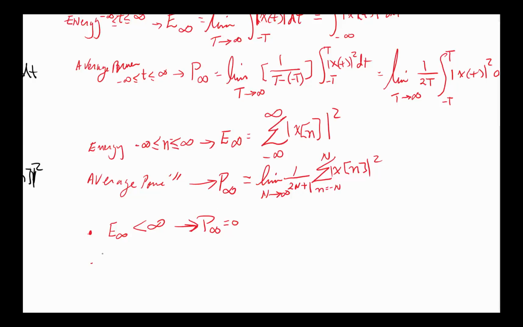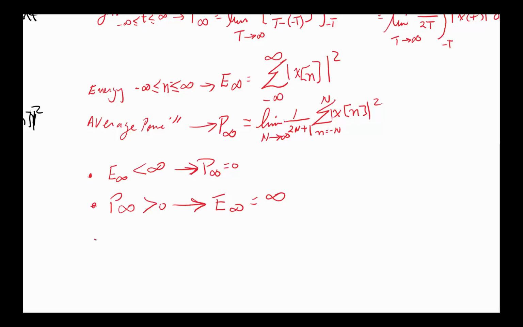Another class of signals are signals that have average power larger than 0. If the average power is larger than 0 over an infinite period, then by definition the energy is equal to infinity. Kind of common sense. And then the last one, which again is not really that relevant: if P infinity, the average power, is equal to infinity, guess what? Energy is also equal to infinity.